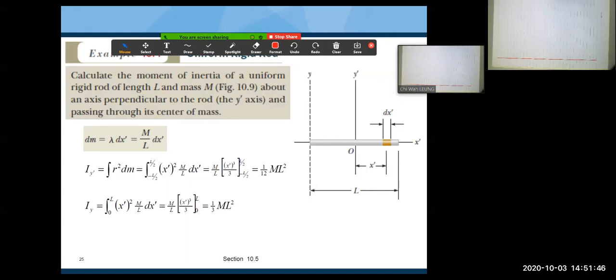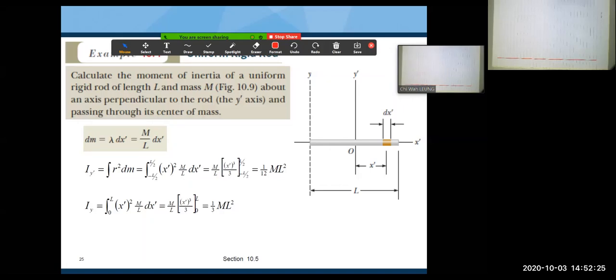So here we put the dm into the integration, and what you will find is that r could be replaced by x', which is the distance from the axis of rotation. So the mass dm is m over L times dx. Here you have an equation that could be integrated. And at the end, we find the value 1/12 mL squared. And that is for rotation about its center of mass.